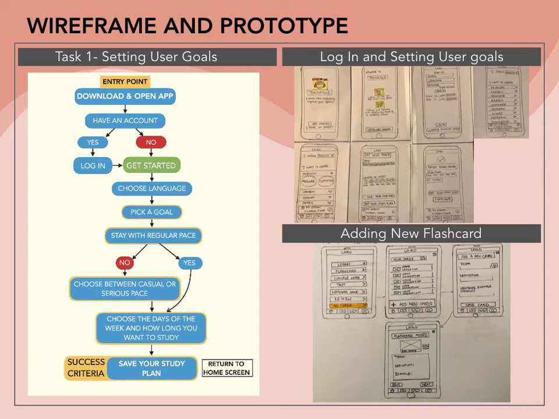Olivia can choose the My Cards option from the home screen page and proceed to the next page where she can select the Add New Cards button. She can add the word, write the definition and an example sentence and save the card, which will be added to the My Cards list.